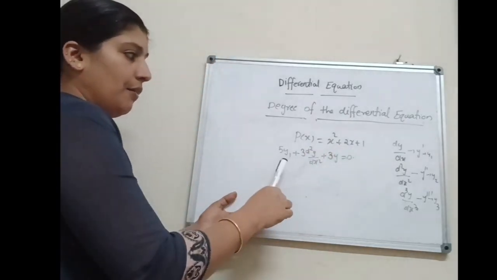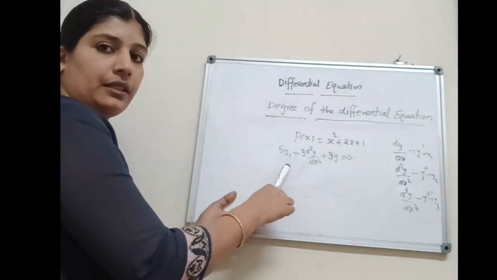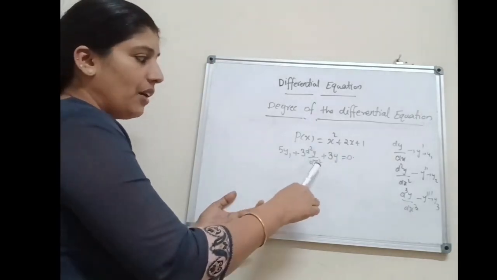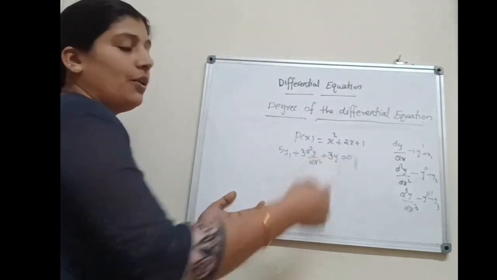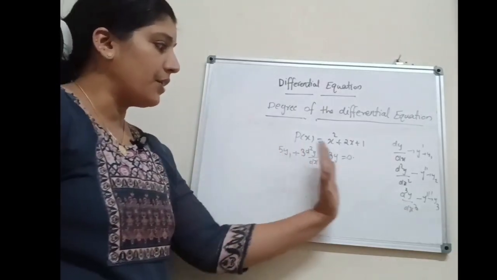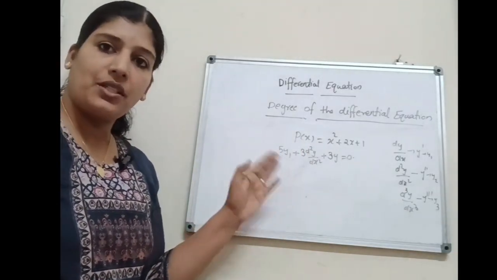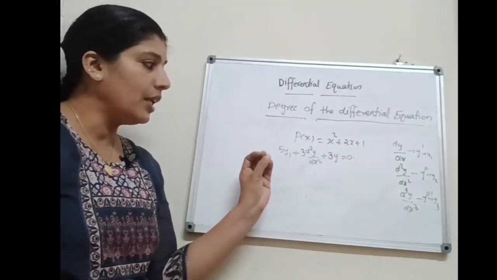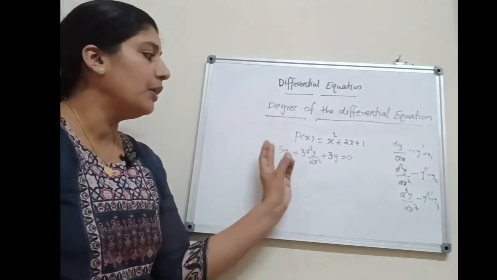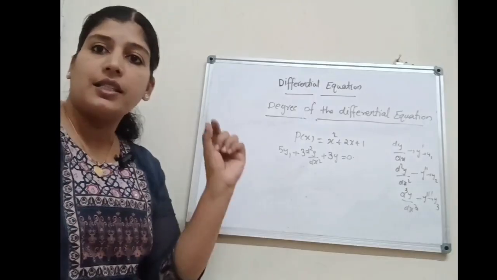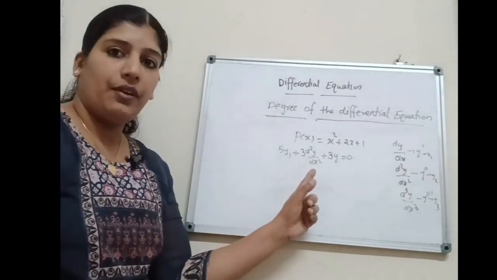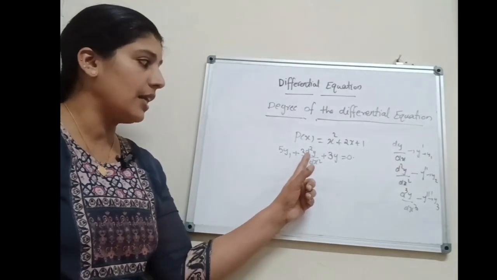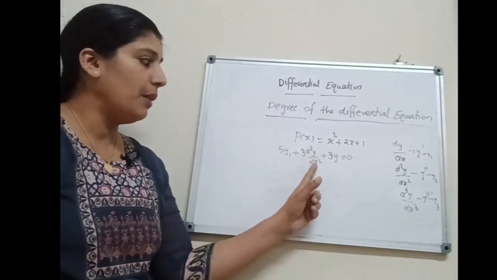That means here the first order derivative y1 is 5 dy by dx, plus 3 d square y by dx square, plus 3y equal to 0. In this case, the differential equation is expressed as a polynomial equation with derivatives. Now, how can you find the degree of this differential equation? Here we have to consider the highest order derivative. Which one is the highest order derivative? Here, the second order derivative, d square y by dx square.